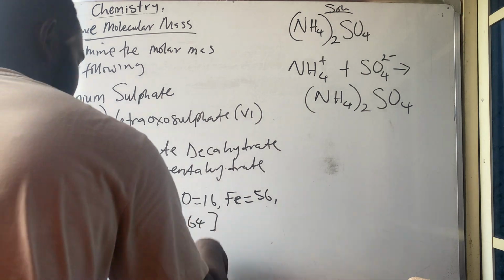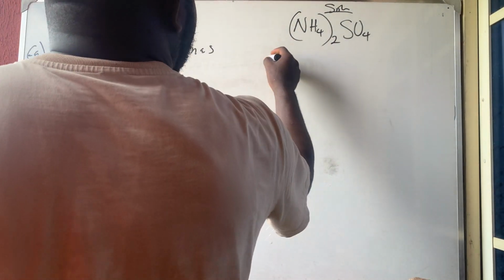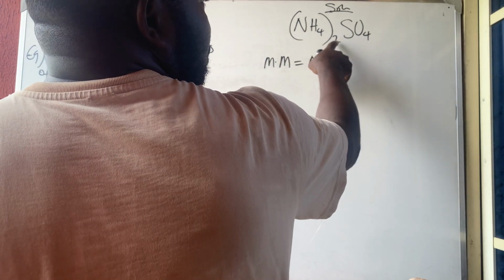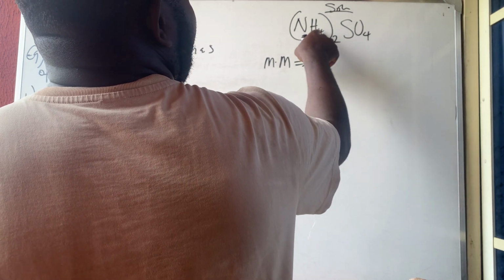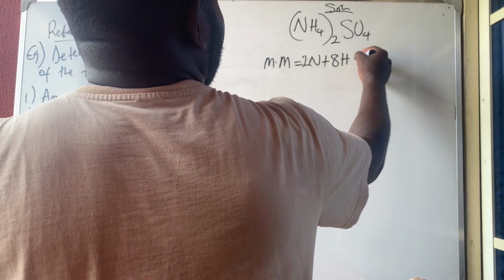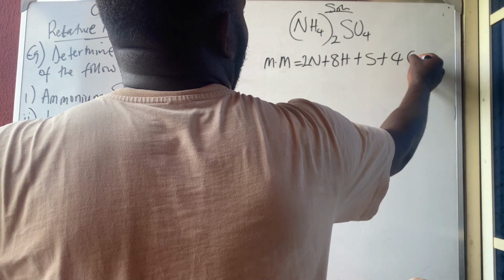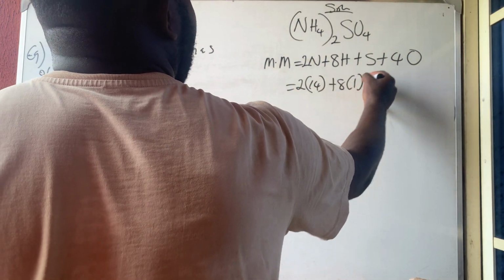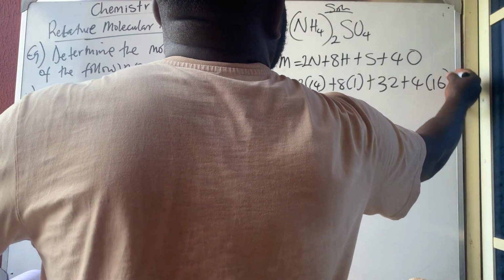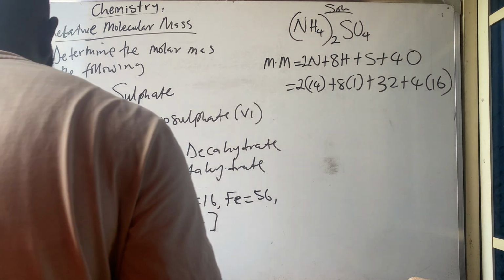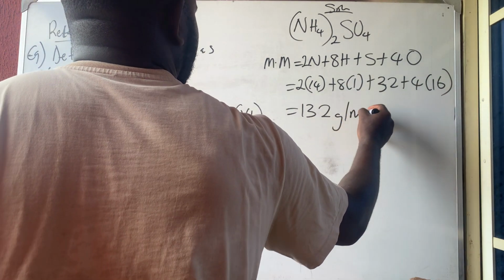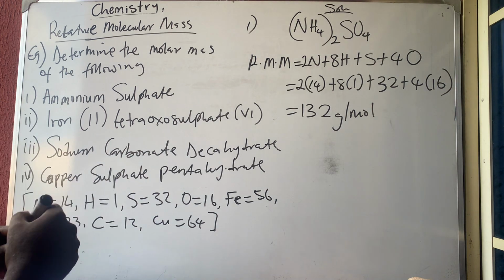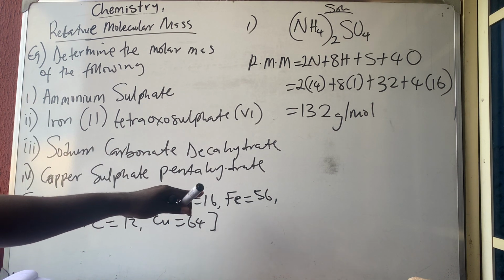So if we know this, the molar mass, the molecular mass of this should be what? Nitrogen is one, but because of this it is two, so I have two nitrogen plus two times four is eight hydrogen, plus sulfur is one, and then four oxygen. So that is 2(14) plus 8(1) plus 32 plus 4(16). If you multiply and add all of that, you are going to get 132 gram per mole. That is the SI unit of molar mass. You can call it relative molecular mass, gram per mole.